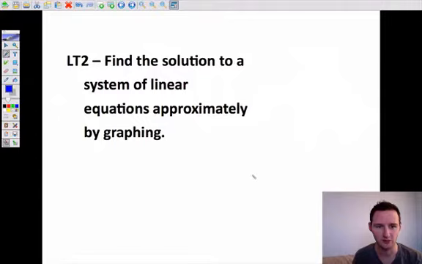So when we go to learning target 2, to find the solution. Learning target 1 was all about, here's the solution, maybe, is it yes or no? Learning target 2, you're going to be given two equations, and the goal is to find the actual solution by graphing them. And so remember, again, the solution is just the x value and the y value that works for both equations. So that idea stems right into learning target 2.